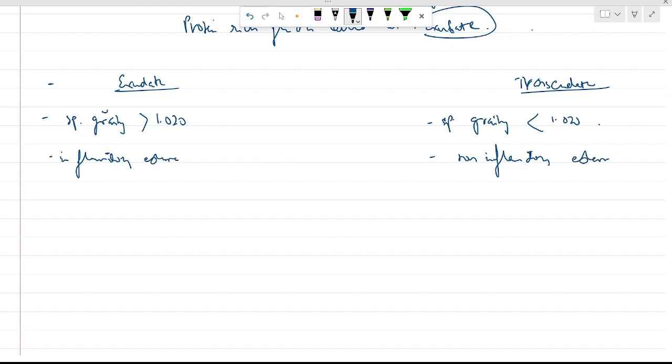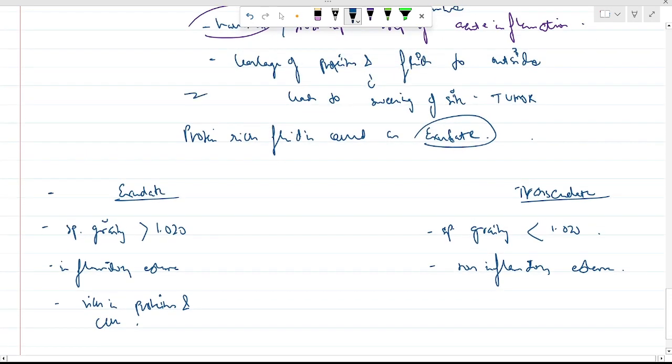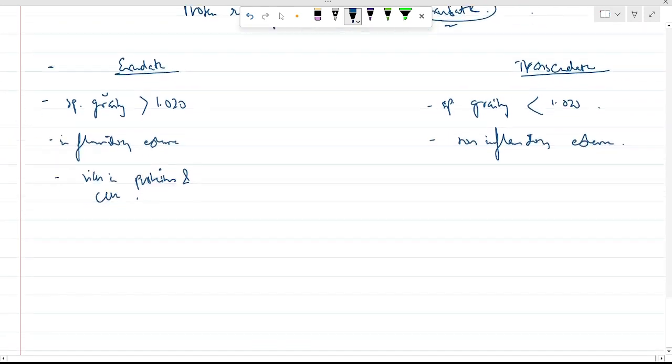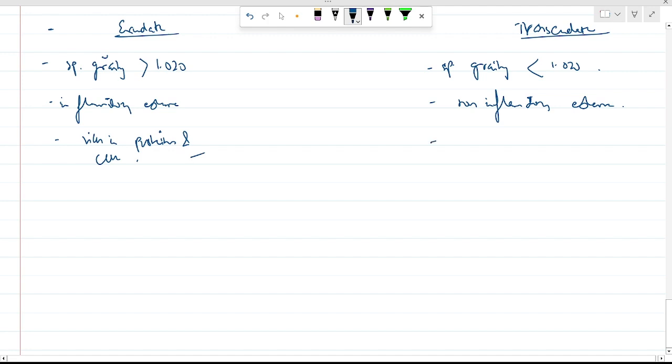Non-inflammatory edema. Okay, third difference is this is rich in proteins and cells. As you have seen here, this leakage of proteins and fluids to outside leads to formation of exudate. Exudate is rich in proteins and cells. This is poor in proteins and cells.